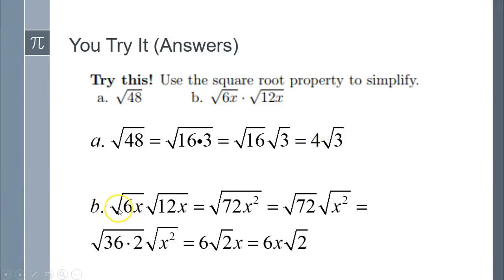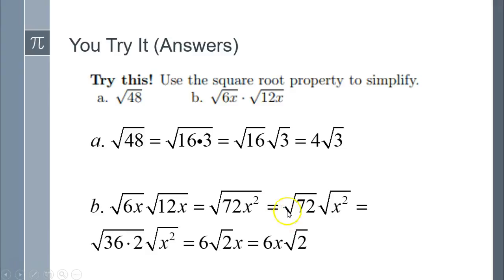For B, I get to multiply the 6 times the 12 to get 72, and an x times x gives me an x squared. So I get the square root of 72 times the square root of x squared. Square root of x squared is just going to give me x for the same reasons as we saw in the previous example, part B.